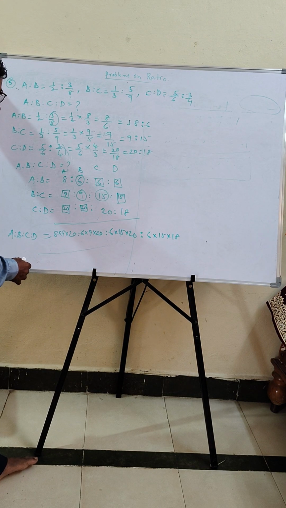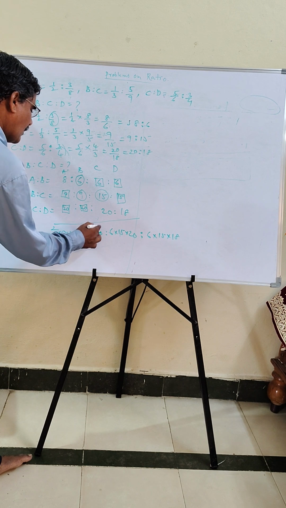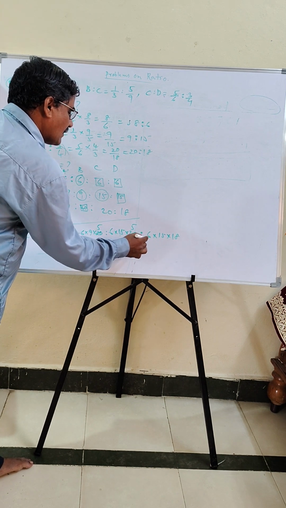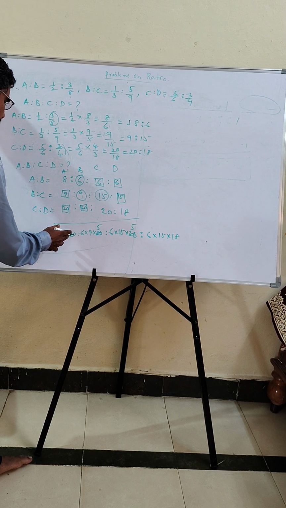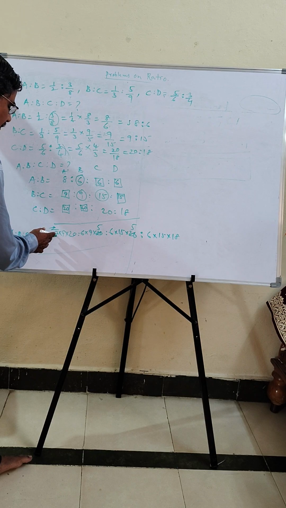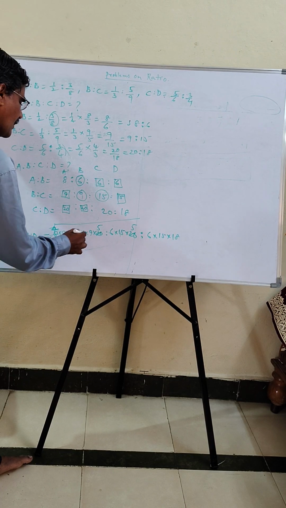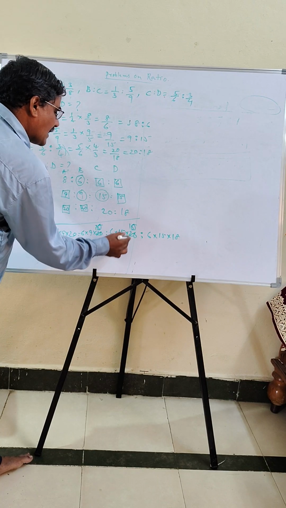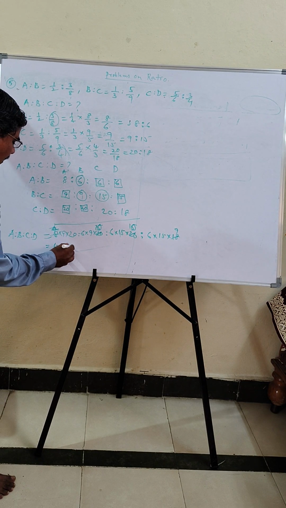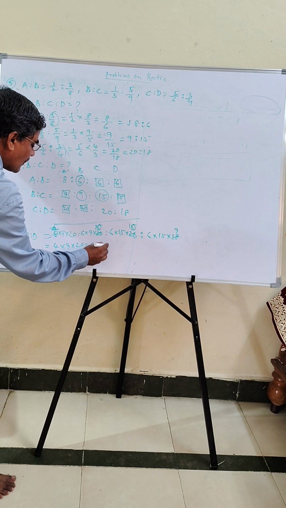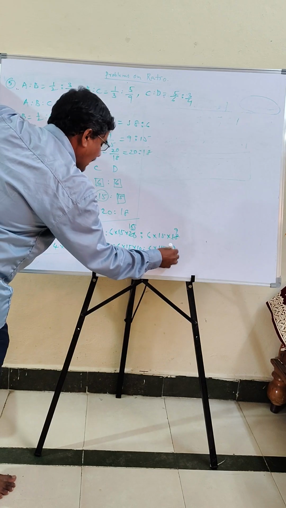That's why here we have to multiply and simplify. Cancelling common factors, we get 4 into 9 into 20 is to 6 into 9 into 10 is to 6 into 15 into 10 is to 6 into 15 into 9.